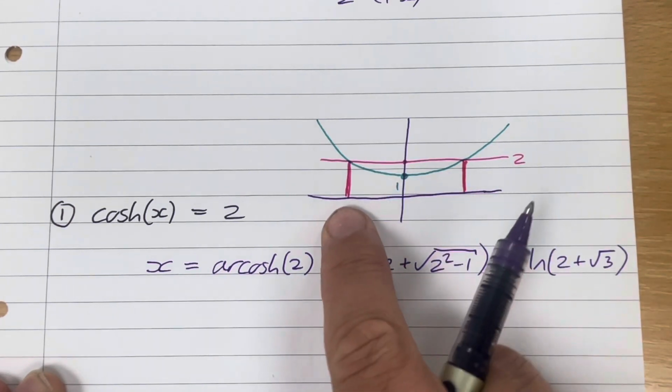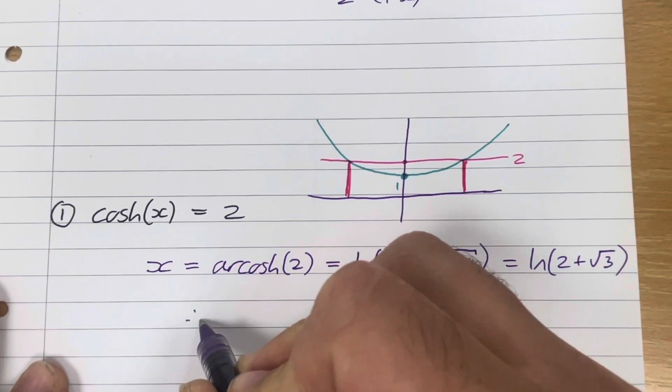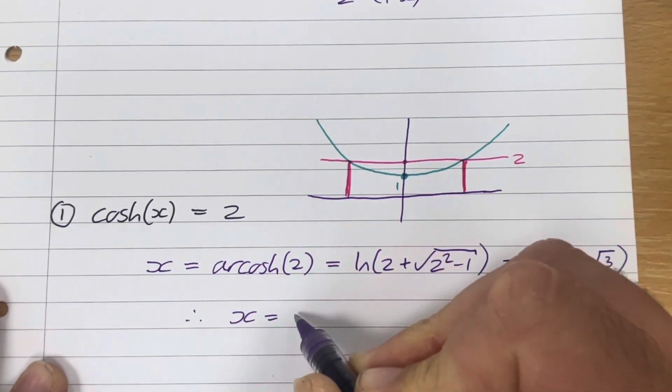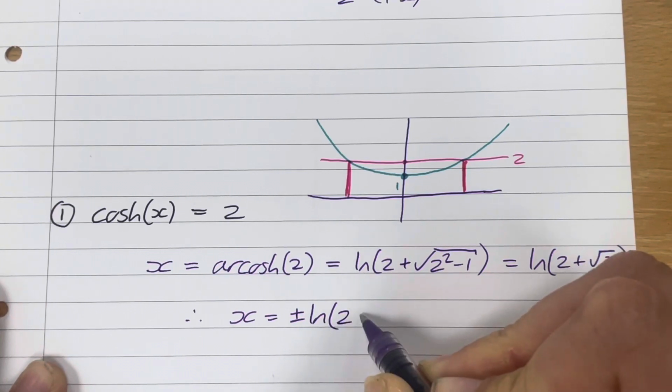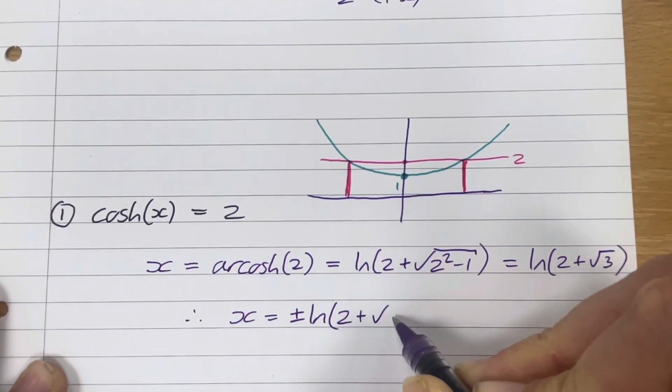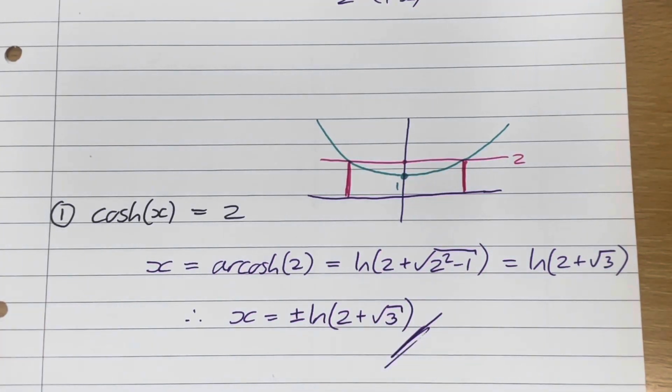And by symmetry, the negative must also be a root of the equation. So therefore the solutions to the equation are plus or minus the natural log of 2 plus the square root of 3. Okay, I'm going to leave it like that. We can't simplify that any further, so we just leave it alone. Those are the exact answers to this problem.